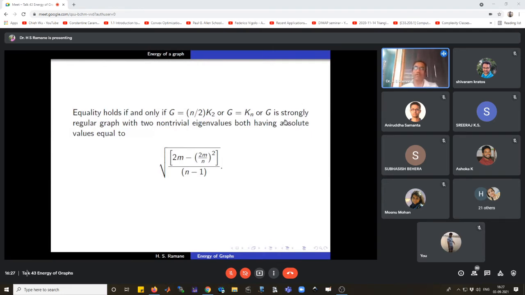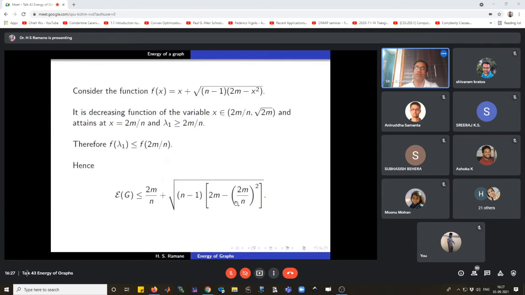So equality holds for the strongly regular graph with two non-trivial eigenvalues, because every strongly regular graph has exactly three distinct eigenvalues. One is the regularity r and the other two eigenvalues say lambda 1 and lambda 2. So those lambda 1, lambda 2 have the absolute values equal to this. And for that graph, the equality of this bound holds.